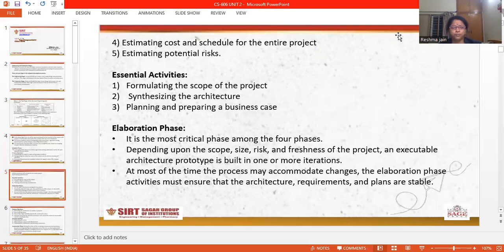Now, the next phase is the elaboration phase. It follows the inception phase, and it is the most critical phase among the four phases. Depending upon the scope, size, risk, and freshness of the project, an executable architecture prototype is built in one or more iterations. Most of the time, the process accommodates changes. The elaboration phase activities must ensure that the architecture, requirements, and plans are stable.